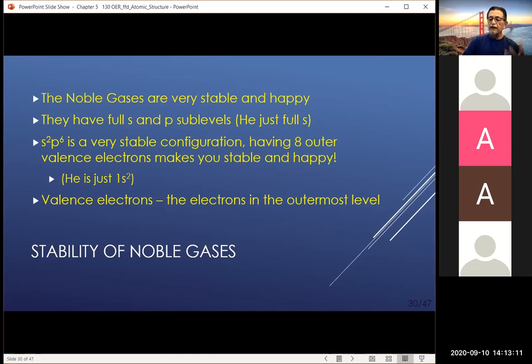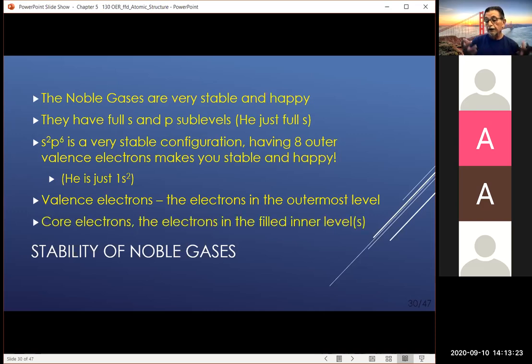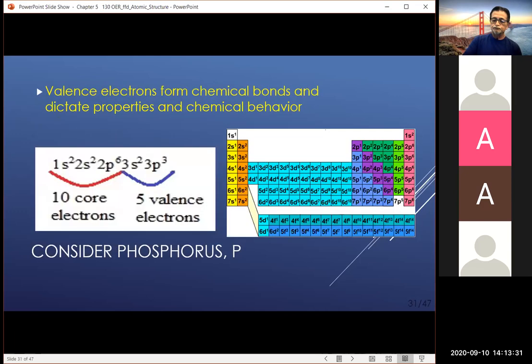I repeat, the valence electrons are those electrons on the outermost shell. The ones inside, we call the core electrons. They're full, they're not going to do anything, okay? So all the action, all the chemistry, occurs on the valence electrons.